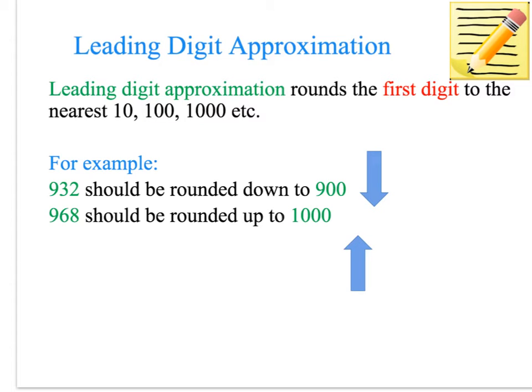So this, for example, 932, we're rounding it to the leading digit, which is this 9 here. So that's 900, so you need to round it down because we looked at the next number, which is 3, and it's between 0 and 4, so you need to round down to 900. Whereas this next one, 968, should be rounded up because we're still dealing with the 9 here. But we're looking at the 6, and that's 5 to 9, so we need to round that up to 1,000.